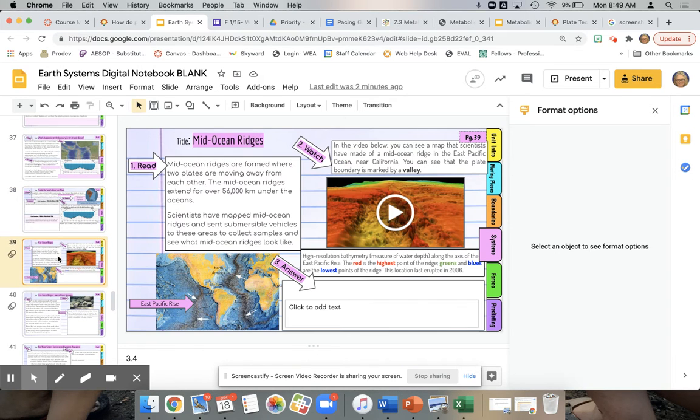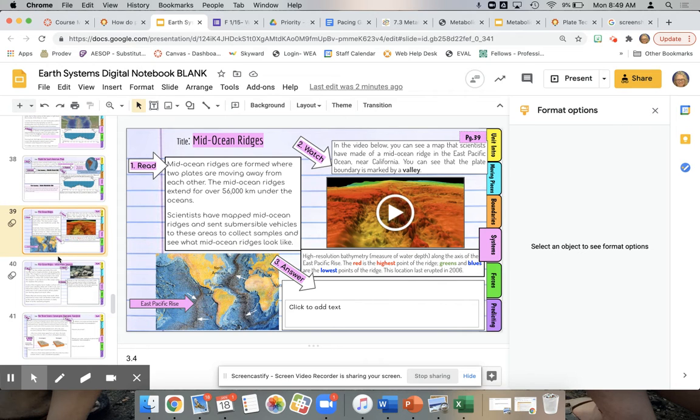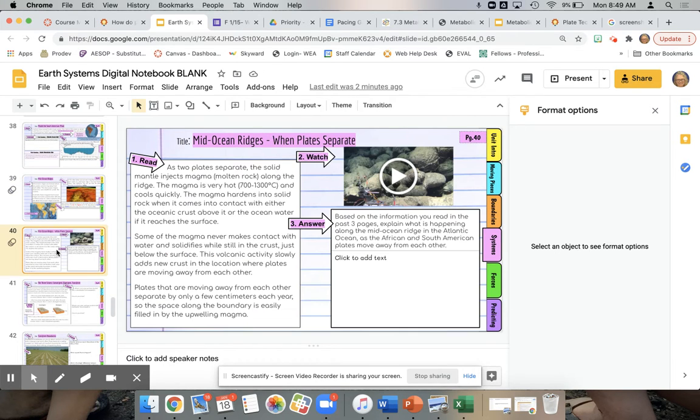All right, so then we get into Tuesday, and we're going into the mid-ocean ridges. So they're going to be looking at the East Pacific Rise, watching this video over here, answering a question, thinking about the different elevations. We go into what is going on when plates are separating, and they're going to be able to see this cool video of this pillow lava that forms. Talk about it right here.